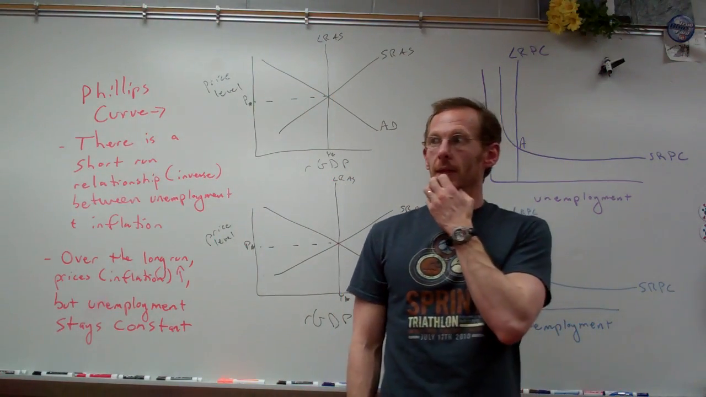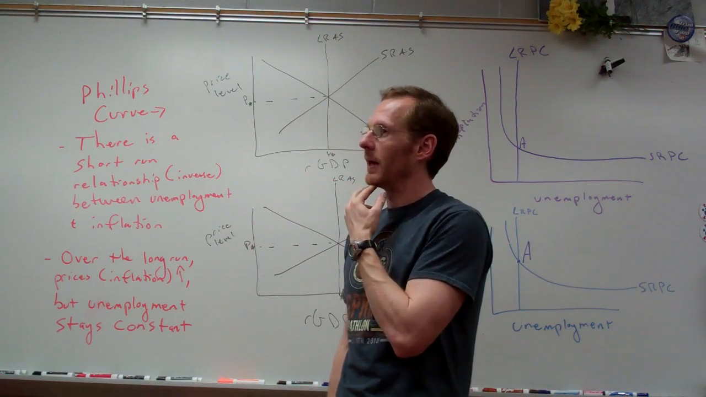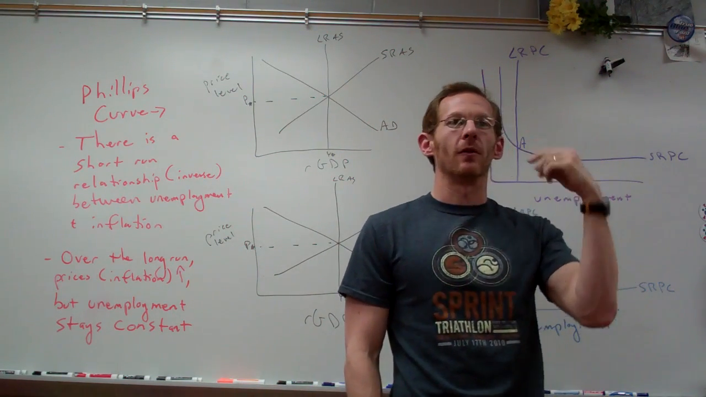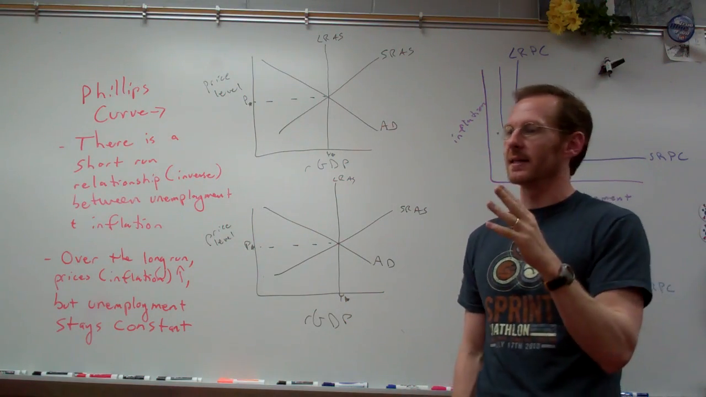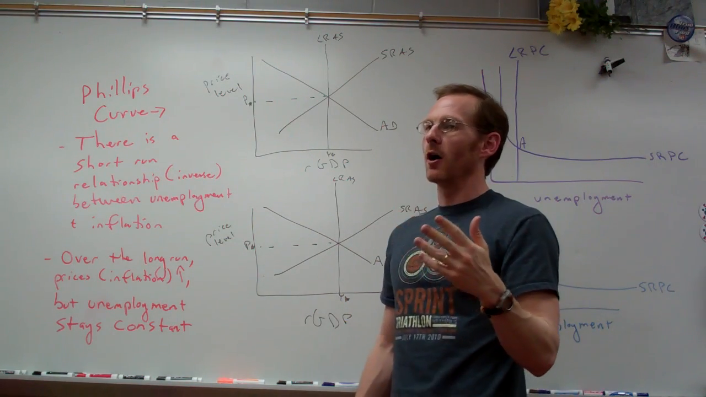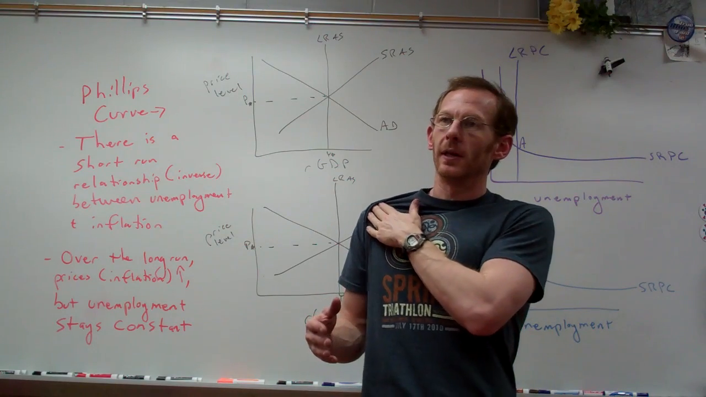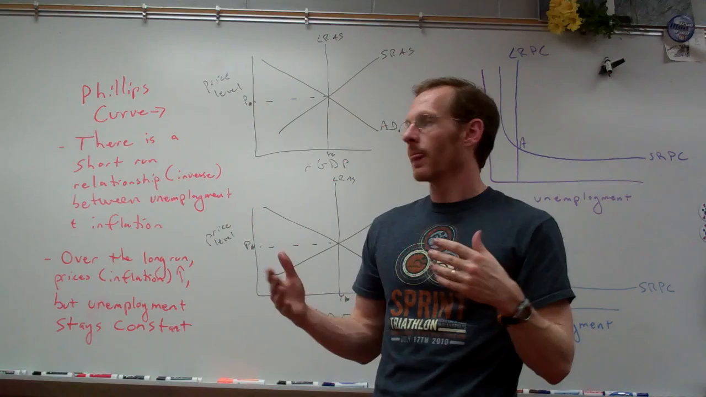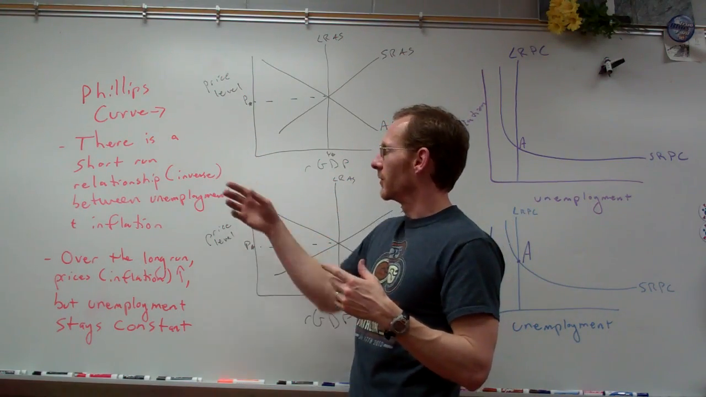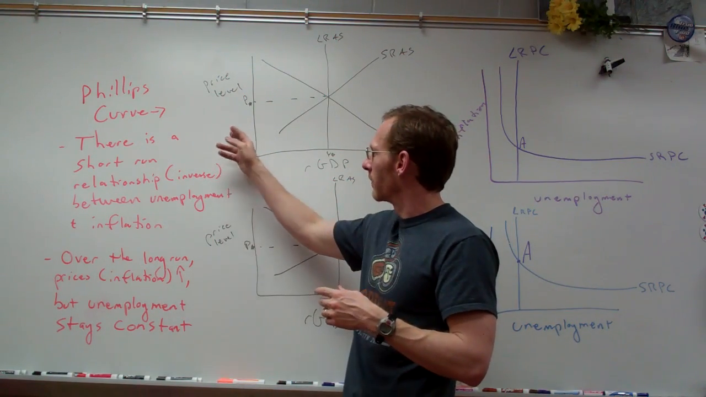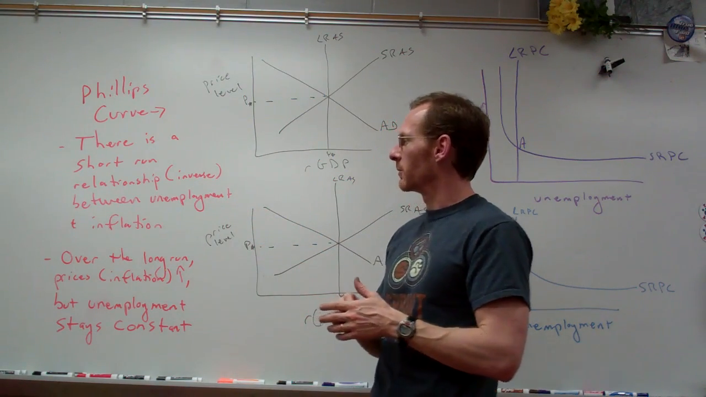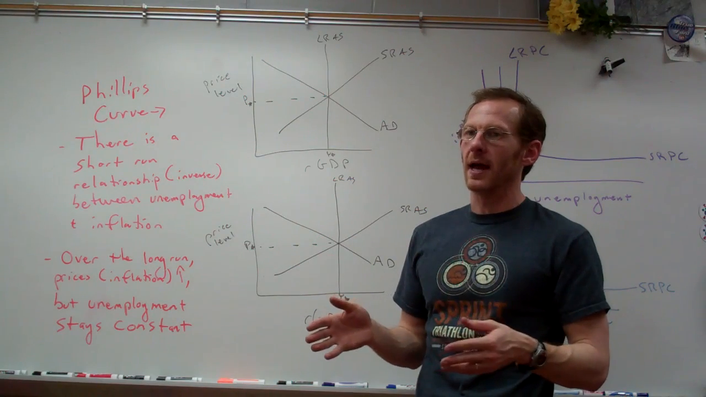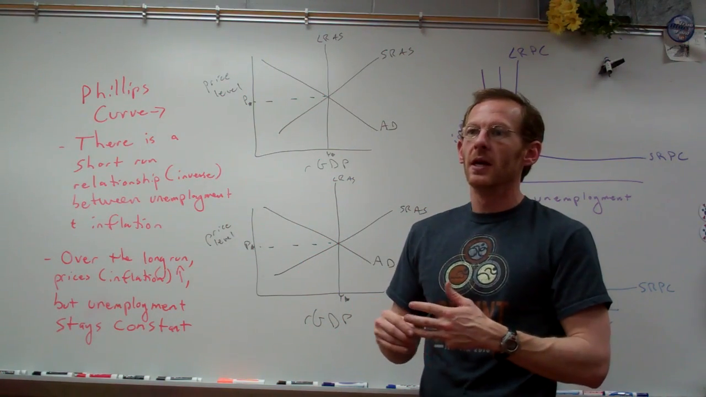Phillips is an economist, obviously, and what he did was he plotted unemployment and inflation rates for different years, for decades and decades. And what he saw was that there is a general relationship between unemployment and inflation. In fact, in the short run, long run not so much, there is an inverse relationship between unemployment and inflation. That is, as unemployment goes up, inflation goes down. As inflation goes up, unemployment goes down.